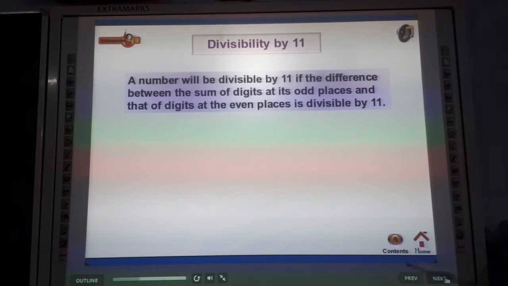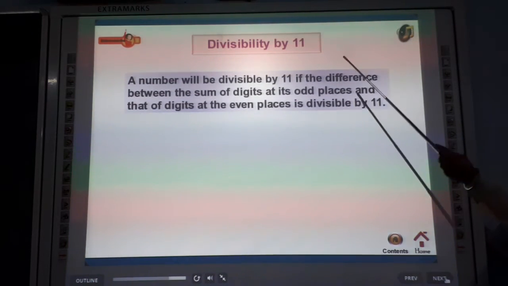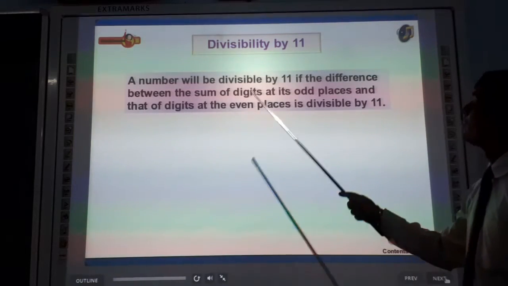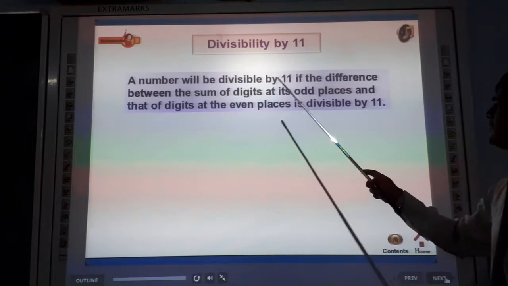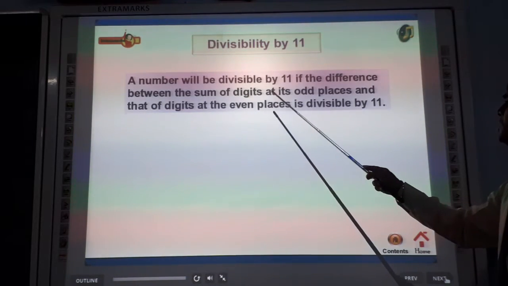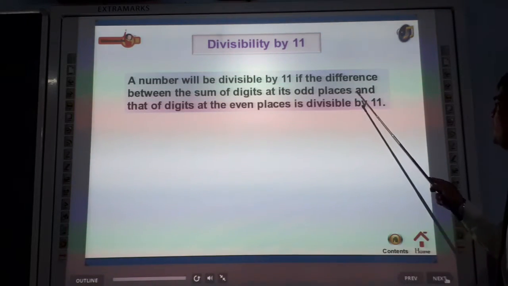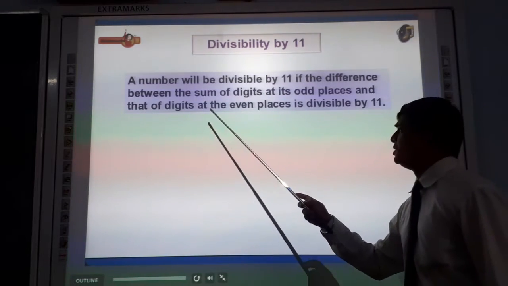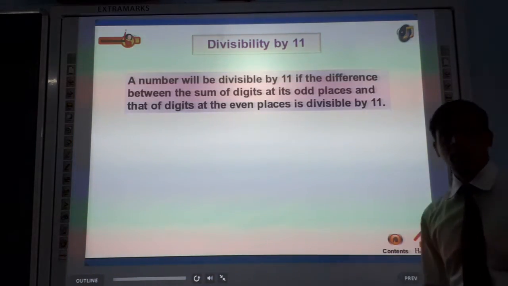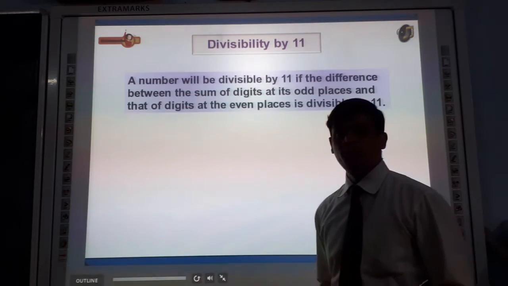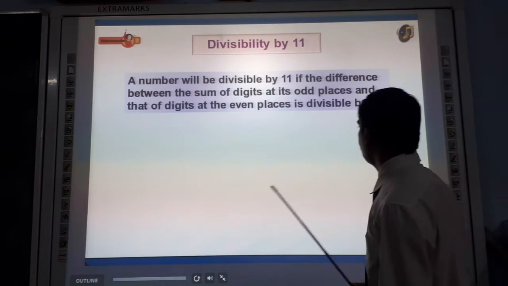Now next is divisibility by 11. Okay, a number will be divisible by 11 if the difference between the sum of digits at its odd places and that of digits at the even places is divisible by 11. Okay student, look at this.